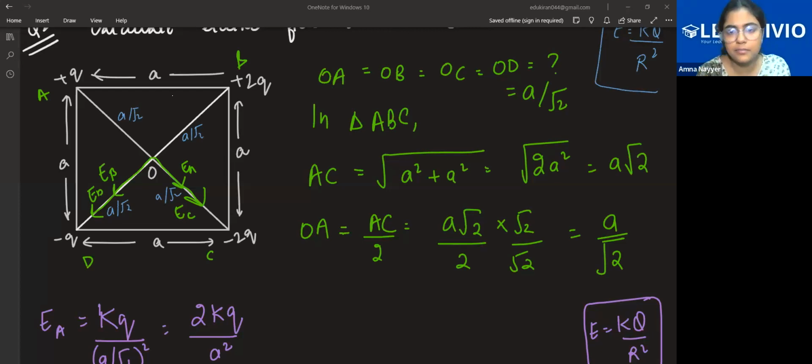Yes, ma'am. I have a doubt. In the question, it says that EC is minus 2q. Harsha is right. Yes, I have a doubt. See, I have told it in the class also.